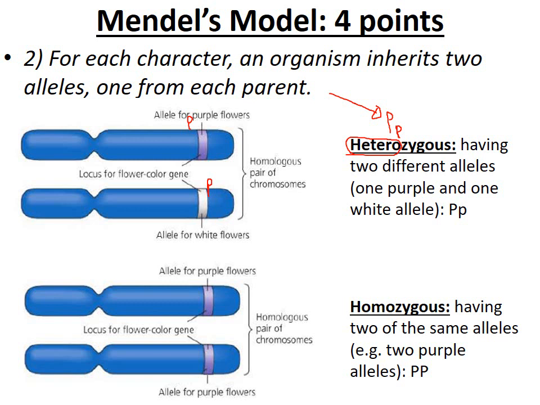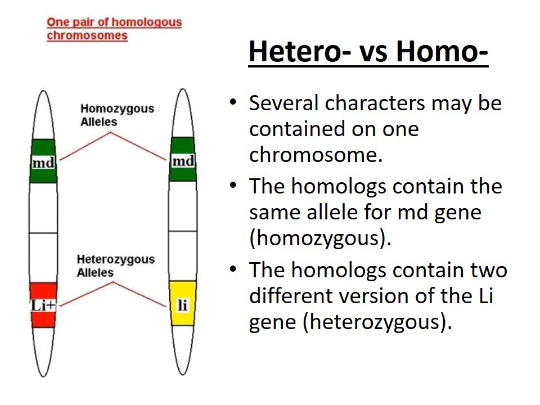Now let's say you inherit the same version of the gene, the same alleles for a character. Let's say big P on one chromosome and big P on the other. In that case, you're called homozygous, where you have 2 of the same alleles. So it could be big P, big P, or it could be little p, little p. The main point is that it has to be 2 of the same versions of the allele. So again, here we have an example of heterozygous versus homozygous.